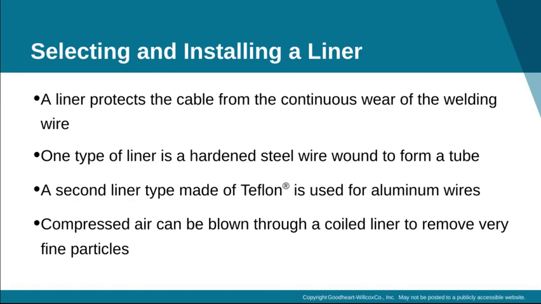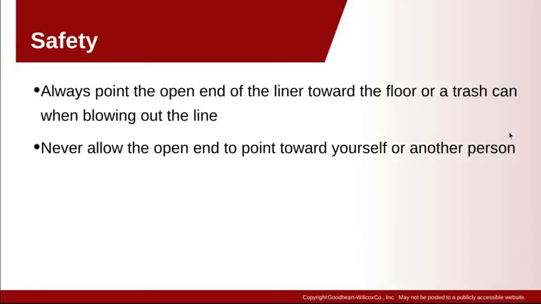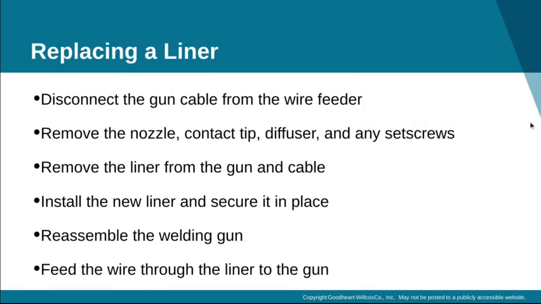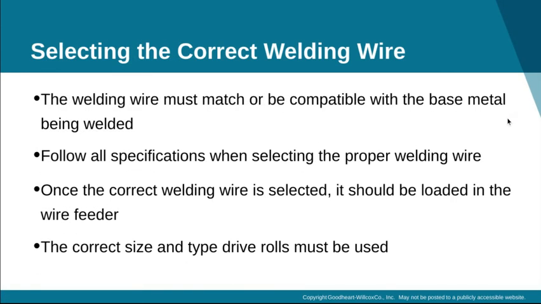Compressed air can be blown through the coiled liner to remove very fine particles. We'll probably do that about once a year. It takes a while for a liner to go bad, unless you kink it. Always point the open end of the liner towards the floor or trash can when blowing out the line. Never allow the open end to point towards yourself or another person, because it's shooting really fine metal flakes at people. We'll go over in person how to replace the liner.